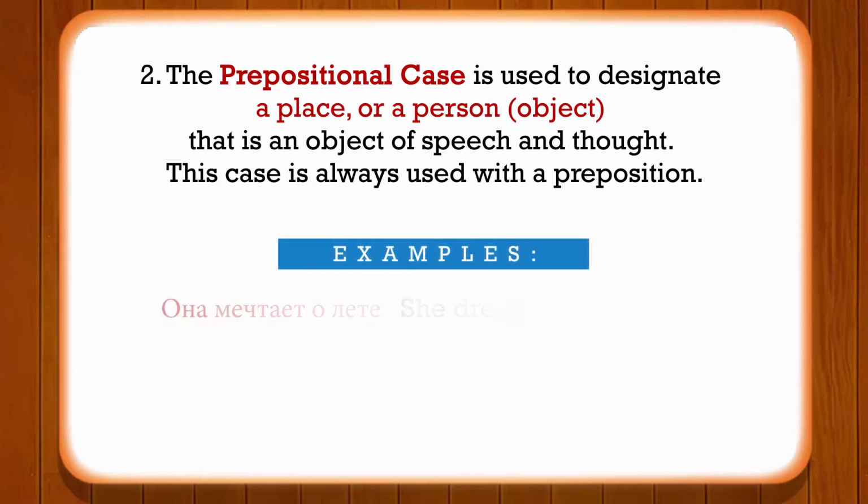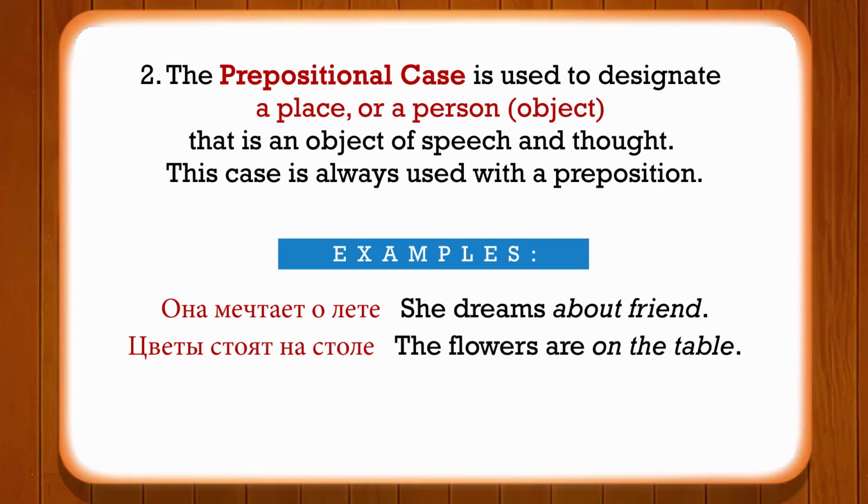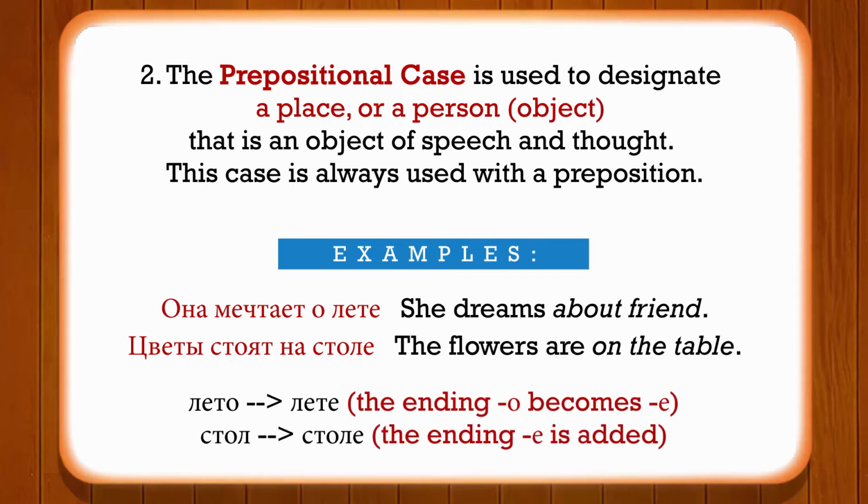Now let's see some examples. Она мечтает о друге. She dreams about a friend. Цветы стоят на столе. The flowers are on the table. Friend: about a friend; table: on the table or at the table. You can use these prepositions accordingly. I hope the concept is clear to you.